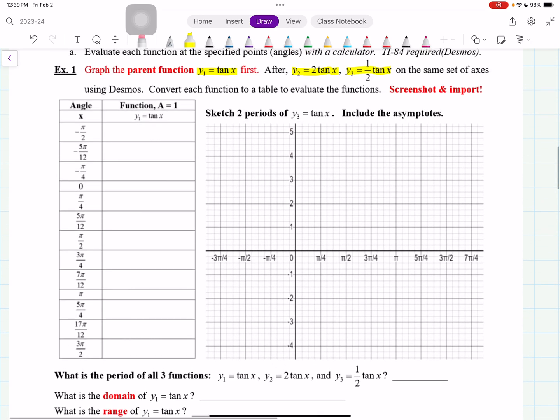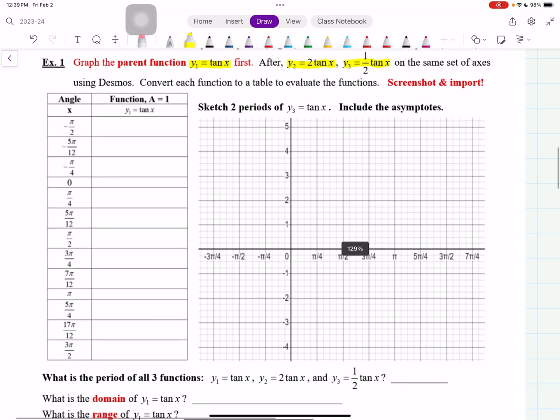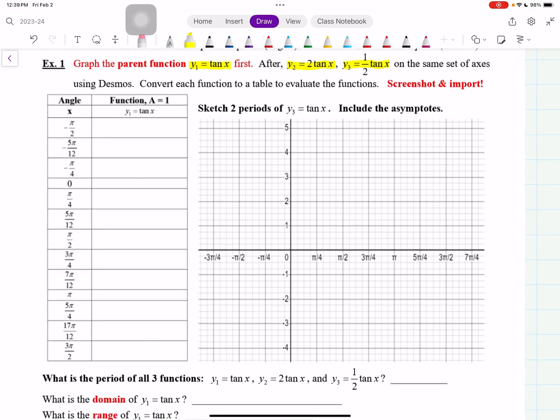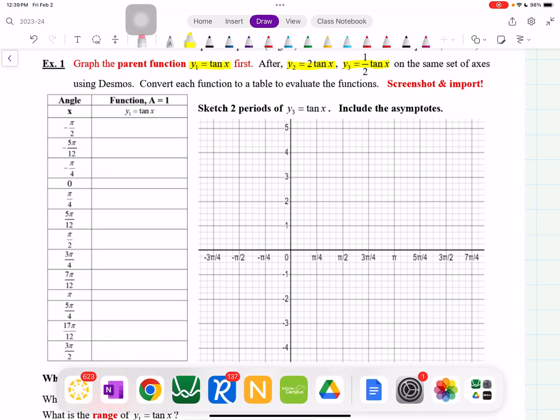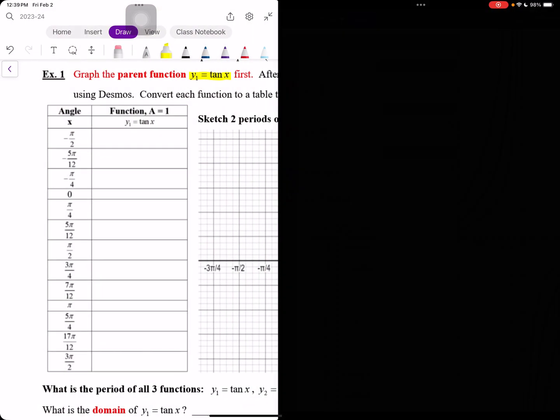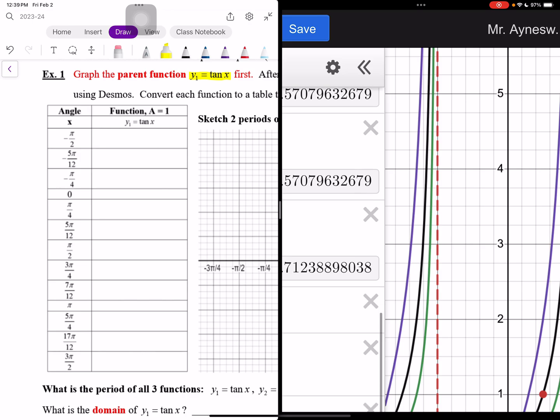All right, so we have technology in this class, so we're going to use it. We're going to go to Desmos here. And the goal of this one is to understand where is the tangent function defined, where is it undefined? To answer that question, we investigate using our best friend Desmos. Okay, so let's do that.